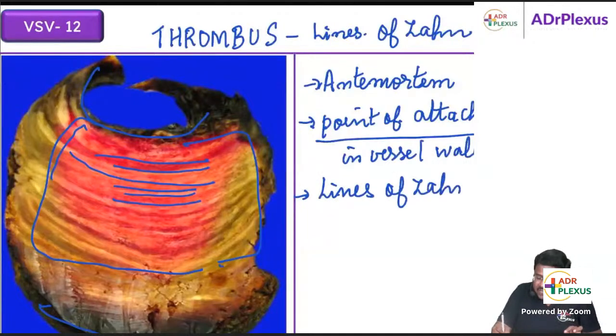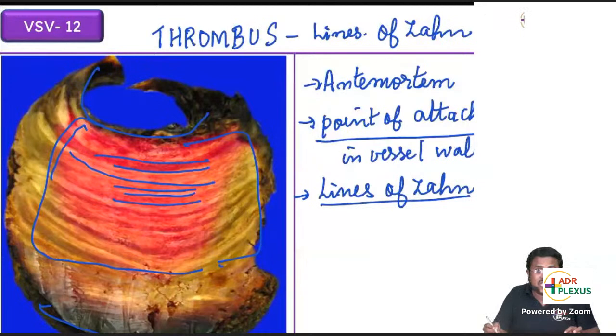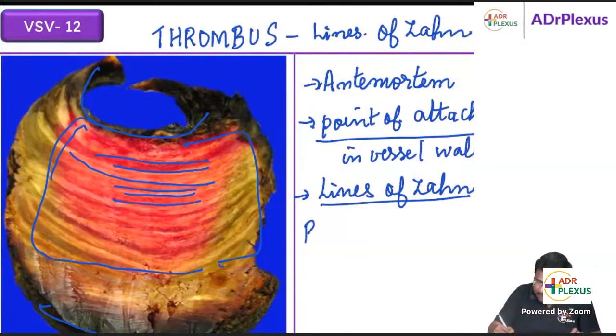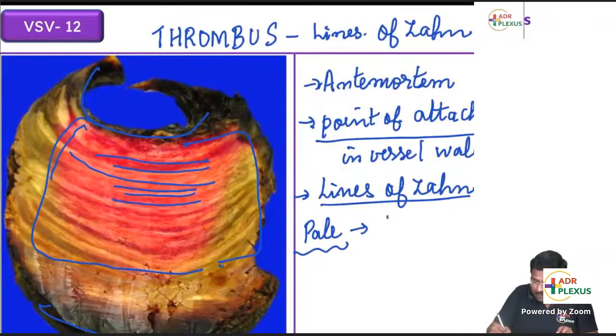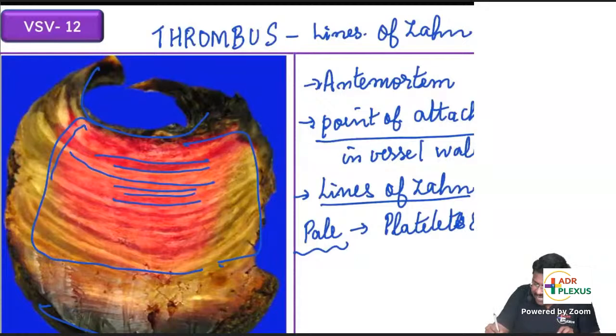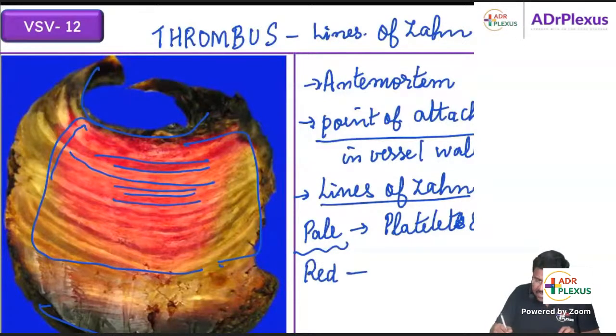What are these lines of Zahn? These lines of Zahn will be having pale areas alternating with the dark areas. Why are there pale areas? Pale means white areas. Pale areas are composed of what? Remember, pale areas have platelets and fibrin, and the red areas will be predominantly having RBCs.